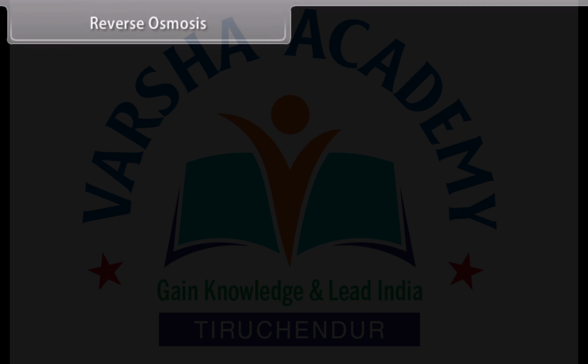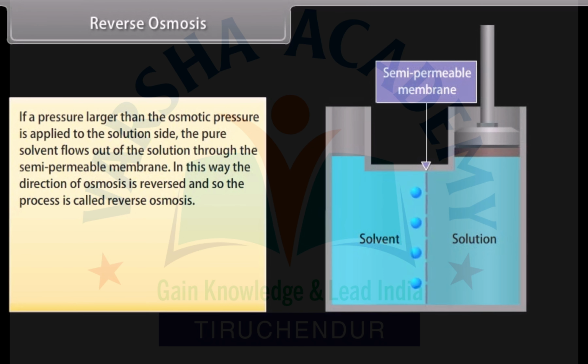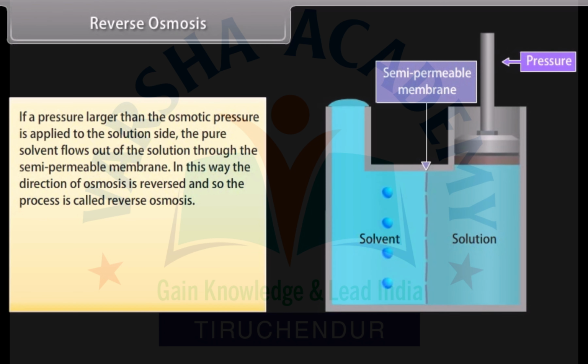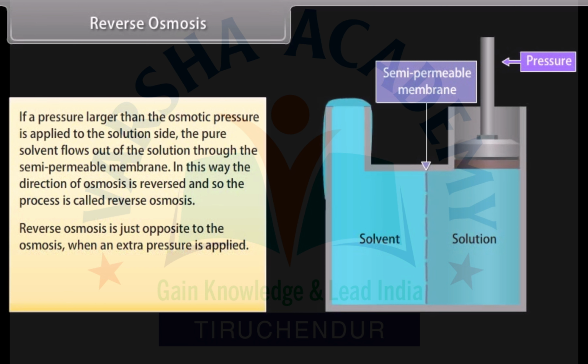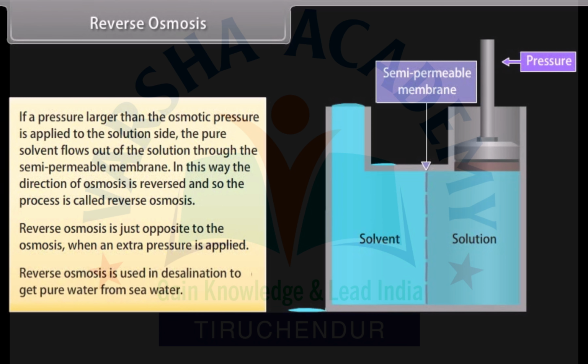Reverse osmosis. If a pressure larger than the osmotic pressure is applied to the solution side, the pure solvent flows out of the solution through the semi-permeable membrane. In this way, the direction of osmosis is reversed and so the process is called reverse osmosis. Reverse osmosis is just opposite to the process of osmosis, when an extra pressure is applied. Reverse osmosis is used in desalination to get pure water from seawater.